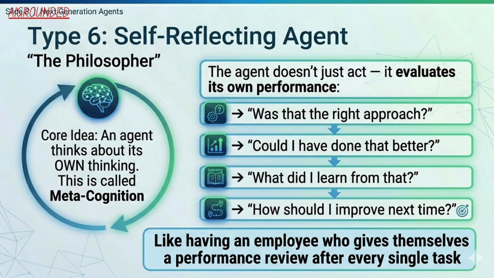Now we come to one of the most sophisticated agent types, the self-reflective agent. This is an agent that thinks about its own thinking, a concept called metacognition. After completing a task or making a decision, the agent doesn't just move on. It pauses and evaluates its own performance. Was that the right approach? Could I have reached the answer more efficiently? What did I learn from this interaction? How should I do better next time?